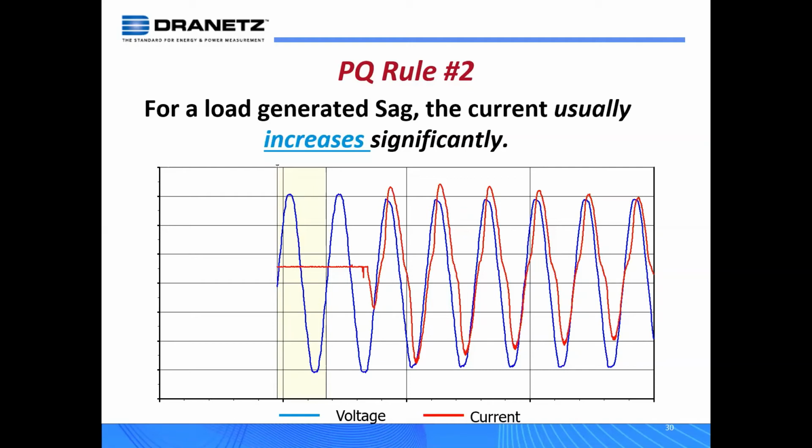So again, if it's a source generated sag, the voltage and current go down at the same time. If it's a load generated sag, the voltage goes down, the current goes up. They're inversely proportional to each other.